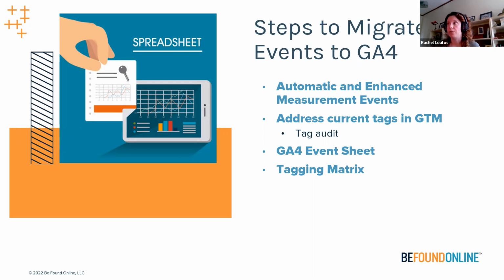What we want to handle first are the easy things. We're going to start with the automatic and the enhanced measurement events. Then we're going to move to Google Tag Manager, and we're going to audit those tags. Then we're going to set up a GA4 event sheet from your audit. And lastly, we're going to implement a tagging matrix for continued clarity on your tags. In total, there are 3 different spreadsheets that we're going to be setting up. But don't worry, we have the template. It's just one spreadsheet, 3 different tabs, and you can download it after this webinar. They are yours for free.